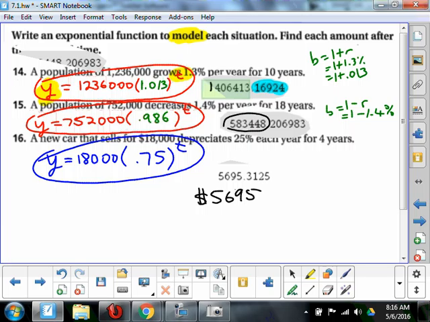When we're talking about money, we need a dollar sign. We need to go out to 2 decimal points. The 31 cents is kind of negligible, but we still need to go to dollars and cents unless otherwise noted. Any questions about 14 or 15 or 16? Or about depreciation? Okay.